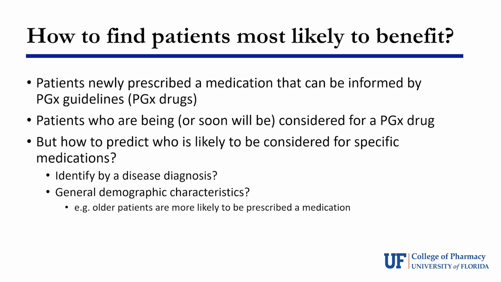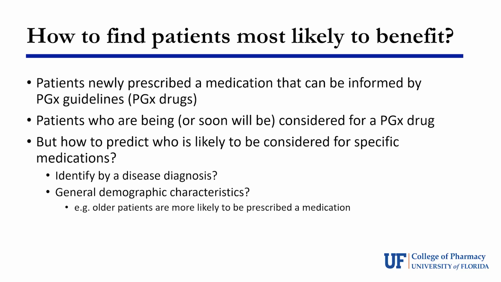So how do you find a patient most likely to benefit? I think an obvious patient would be someone who is newly prescribed a medication that can be informed by pharmacogenetic guidelines. For short, for the rest of this talk, we'll call them PGX drugs. We're talking about a medication that has pharmacogenetic guidelines, so it's very easy to use that information to improve prescribing for that particular drug.